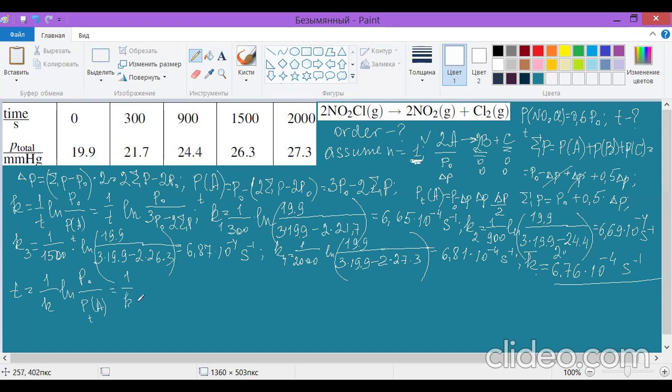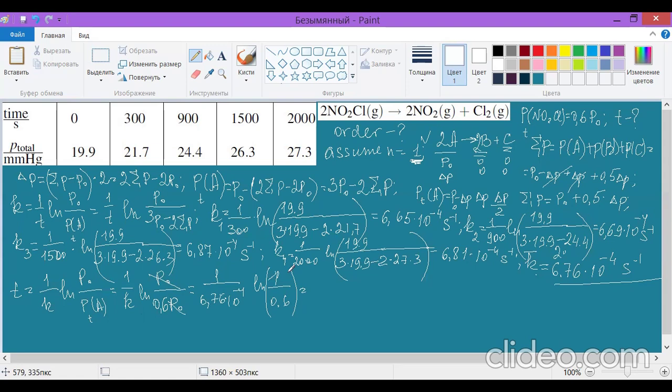But we know that the final value of the partial pressure of this reagent is 60% of the initial, right? For that reason, we can plug in this value of K, 6.76 times 10 to the minus 4, and 1 over 0.4 is 1.6. Okay, let's do that. We can substitute it easily with our calculators.